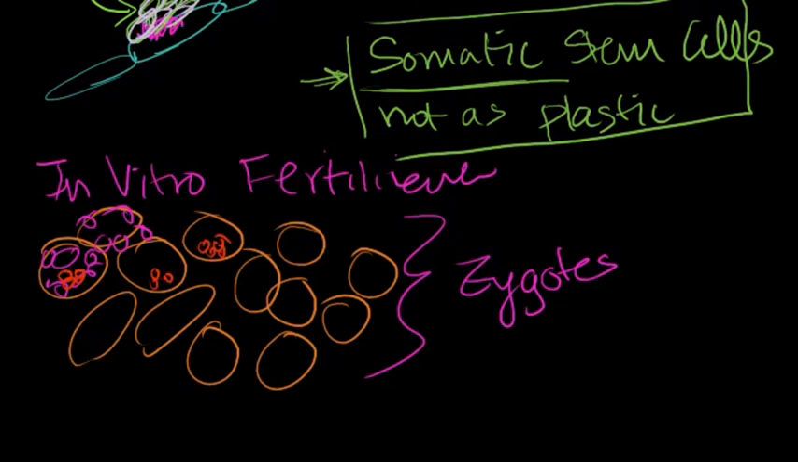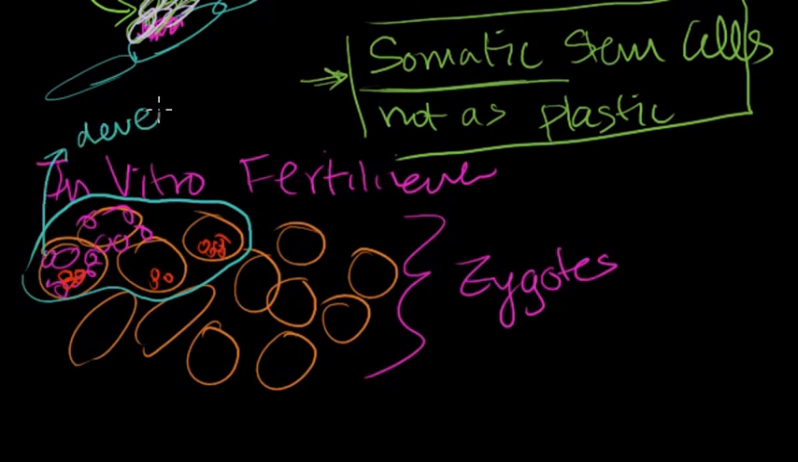So all of this is occurring in a petri dish. So maybe these 4 look good, so they're going to take these 4 and implant them into a mother, and if all goes well, maybe one of these will give the couple a child. So this one will develop, and maybe the other ones won't.